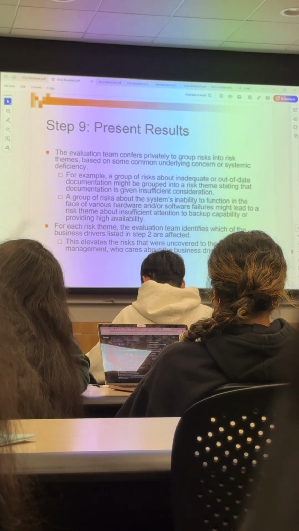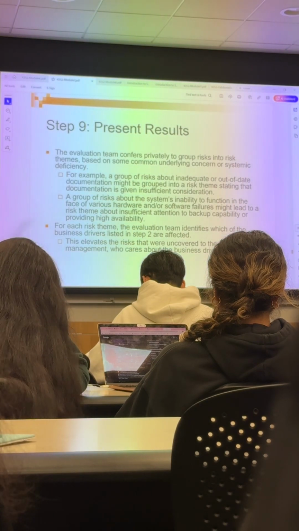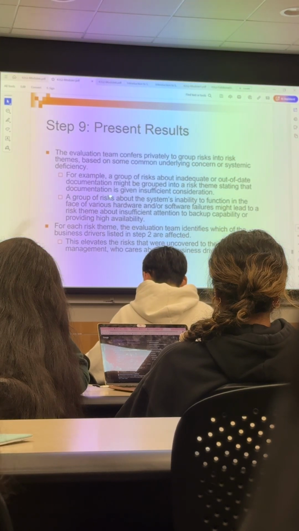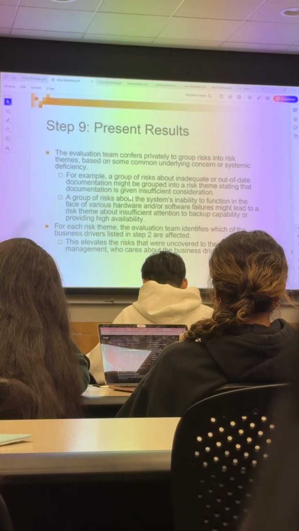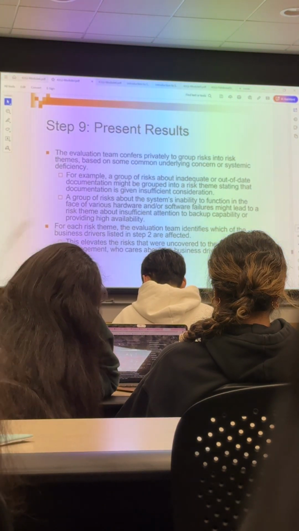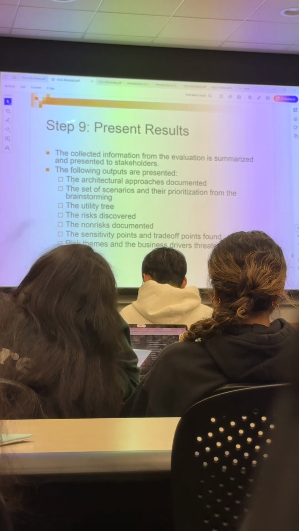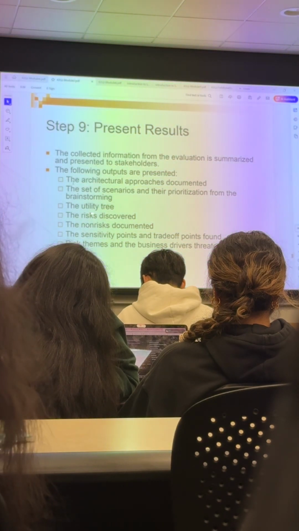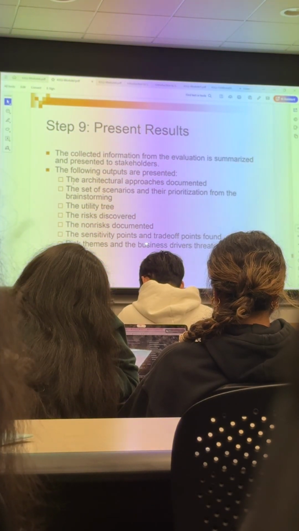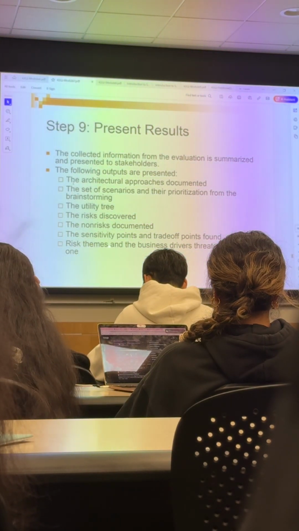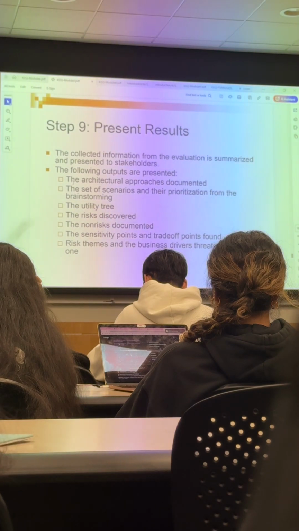Step 9, again the evaluation team will go away, they will talk to each other, they'll come back and then now they will present what they have discovered. Okay, so in terms of risks, in terms of risk themes, they will show all, they will then present it to the panel. Okay, architectural approaches, they have documented scenarios and the prioritization, utility tree, risk, non-risk, sensitivity points, trade-off points, and they will distill all the risks that have been discovered into so-called risk themes that you can use so that you can refine your project or product.